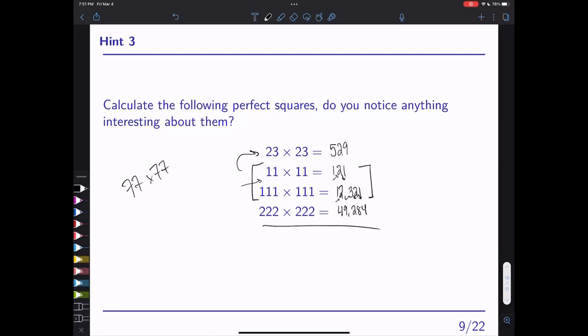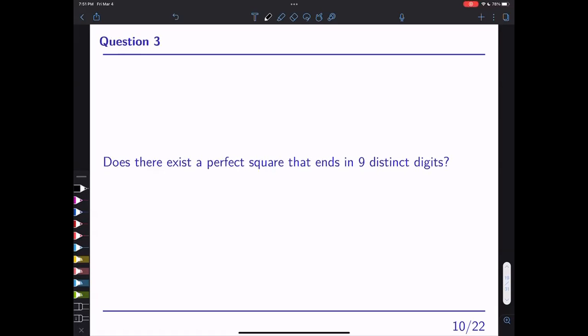Here's our question. Does there exist a perfect square that ends in 9 digits? So recall, a perfect square is just a number squared. Is there a perfect square that ends in 9 distinct digits? So all the last 9 digits are different from each other. This one, there's no shame in using a calculator, but you might be able to use your intuition from before.